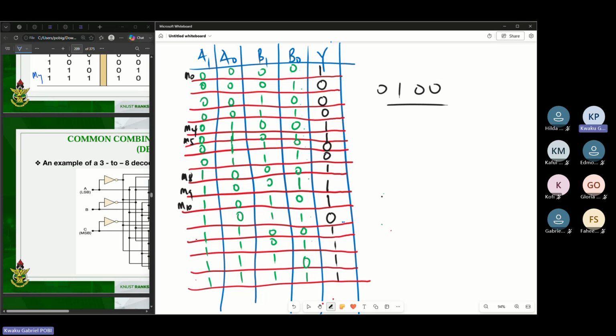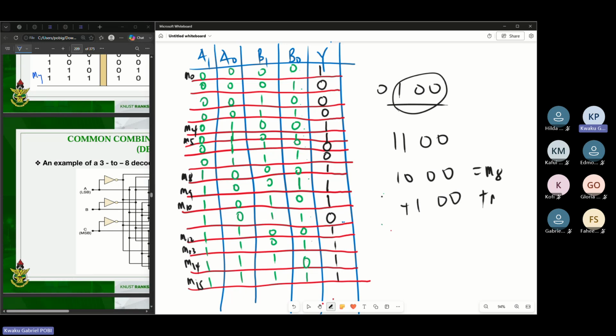And here you have 1, 1, 0, 0. 1, 1, 0, 0 is actually 12. So here is 12. Here is 13, here is 14, here is 15. When they give you binary, what you need to do is this. You know that 4 is 1, 0, 0. So if I give you 1, 1, 0, 0, it's 8, which is 1, 0, 0, 0 plus 1, 0, 0. So here is M8 plus M4. So this gives me 12.